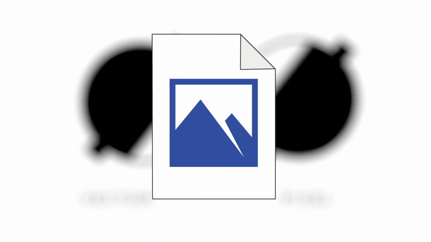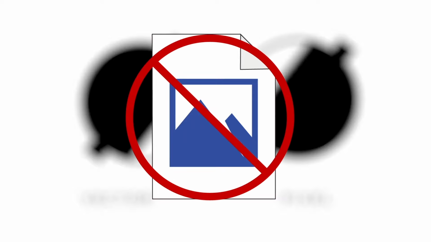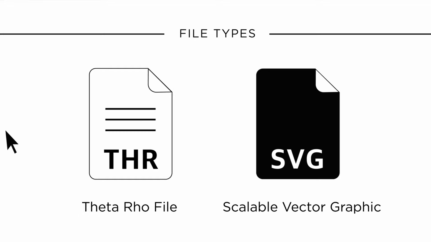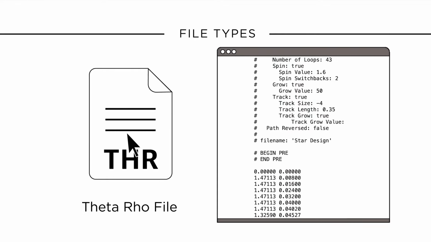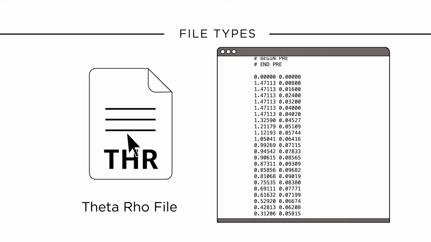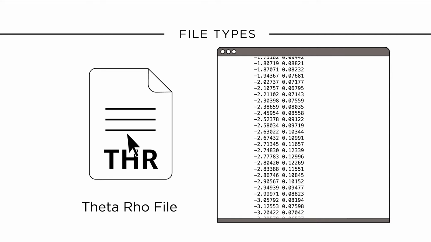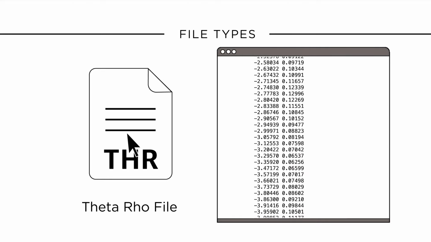A JPEG or PNG is an image composed of pixels, aka a raster image, and is not directly usable with Sisyphus. So what files can your Sisyphus read? Sisyphus can directly download two file types: theta row files and scalable vector graphics. A theta row file, aka a THR, is a custom vector file type specifically created for Sisyphus. Similar to many other vector file formats, it contains an ordered list of all the points along the track.